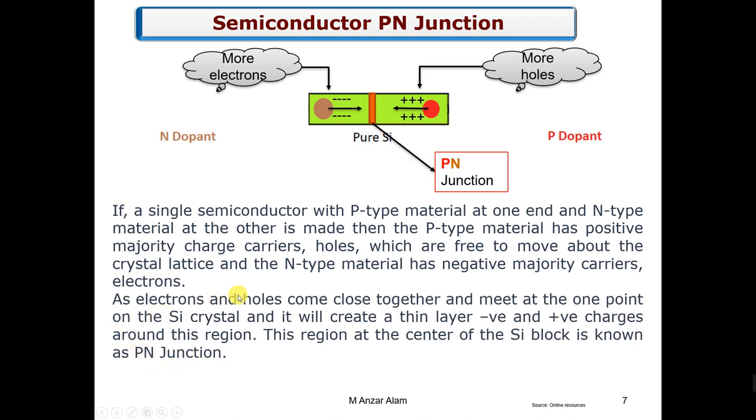But so far, electrons and holes come close together and meet at one point on the silicon crystal, and it will create a thin layer of negative and positive charges around this region. This region at the center of the silicon block is known as the p-n junction. In this case it is the center, but while manufacturing semiconductor devices, it is not always possible that the junction will be in the center of the crystal lattice. Okay, so this is something about the p-n junction. Hope you understand.